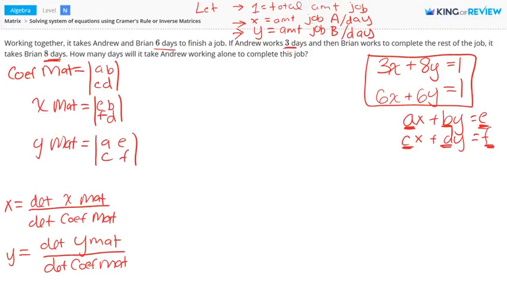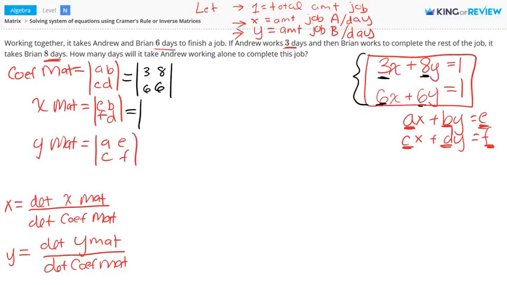So this is how we set up the matrices. So let's fill out our matrices with our specific values. Let's start with the coefficient matrix. What are the coefficients in our system here? Well, we have 3, 8, 6, and 6. So 3, 8, 6, and 6.